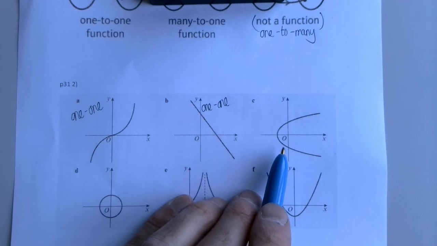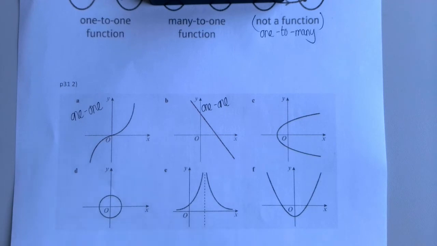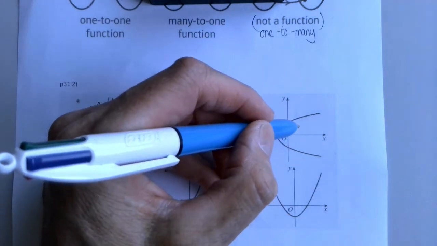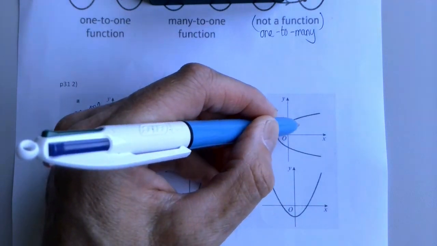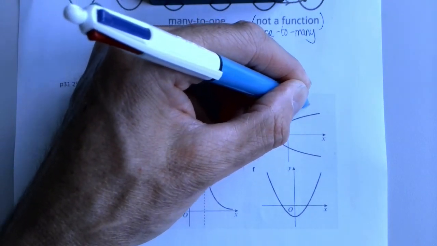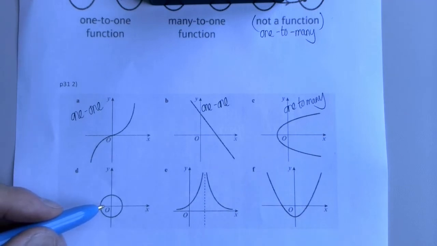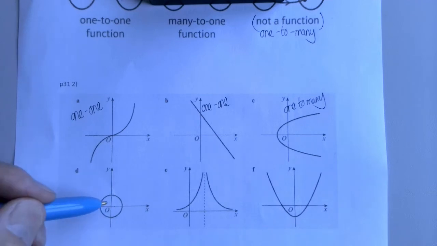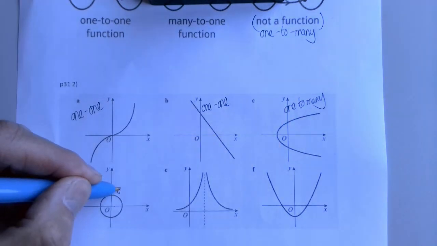This function here looks a bit like the square root of x when that's written as x to the half. So I've got a particular value of x giving me more than one y value. So that is one to many. So this one here, I've got a particular value of x giving me more than one value of y, a particular value of y giving me more than one value of x. But one to many trumps many to one, so that's one to many.